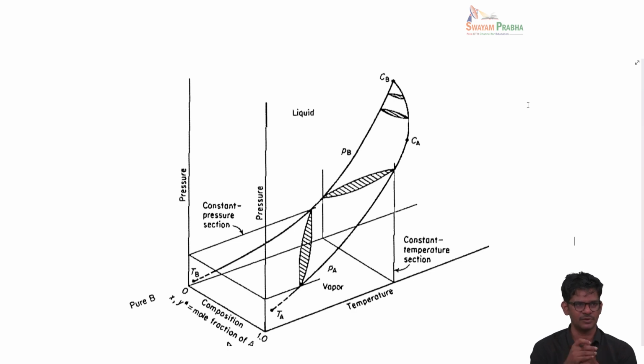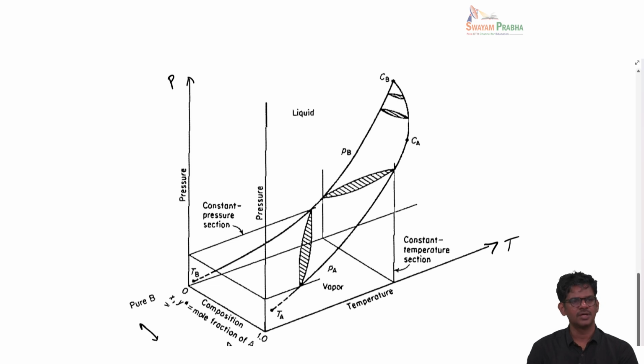Similarly for the vapor phase also. So now the degrees of freedom for each phase becomes 3 instead of 2. Here this is pressure and this is temperature, and the third axis is chosen as the composition axis. X means composition of the more volatile species, in this case A. Mole fraction of A in the liquid, and Y is the mole fraction of A in the vapor.